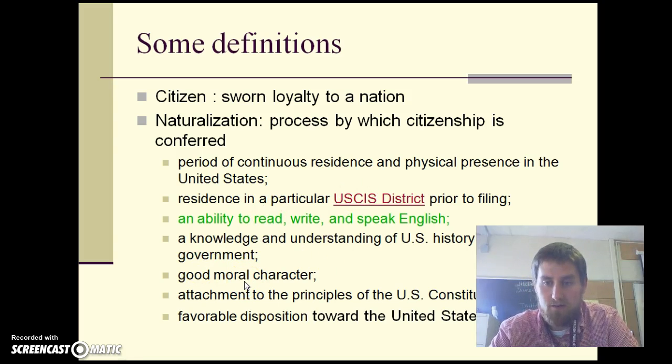Good moral character, which means you can't be a criminal, you can't be a weirdo. You have to be attached to the principles of the U.S. Constitution. Remember those 6 principles we learned about at the beginning of the year. In order to become an American, you have to prove that you agree with them. And then a favorable disposition toward the United States. So in order to become a citizen, not having been born here, you have to agree that the United States is a good place to be.